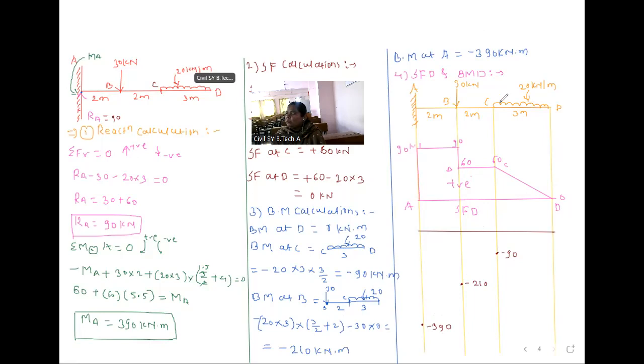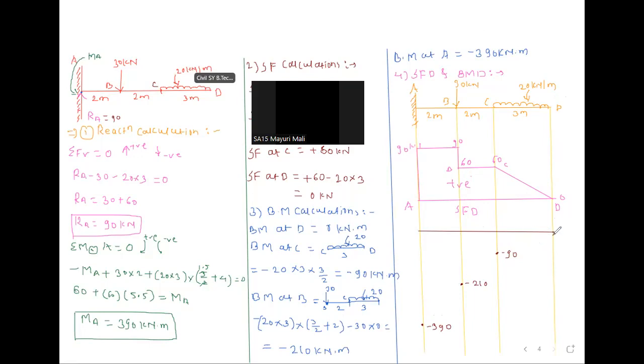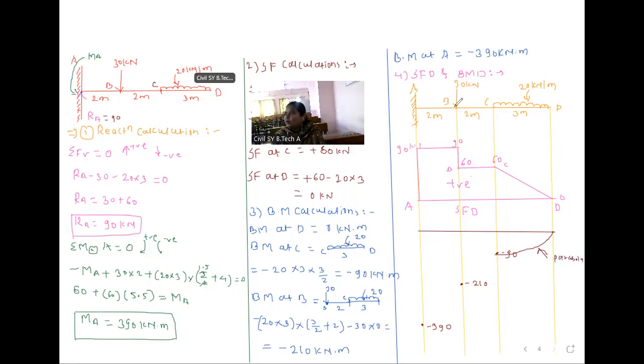You observe here only in between C to D, a uniformly distributed load is there. That indicates in between C to D, is the connection parabolic or an inclined straight line? Parabolic. So this is parabolic. After that, you observe here point loads will be there, so the connection is a linear line. Now I will connect using linear lines. So this is the bending moment diagram. All values are negative, so the whole diagram is in minus. This is the bending moment diagram.